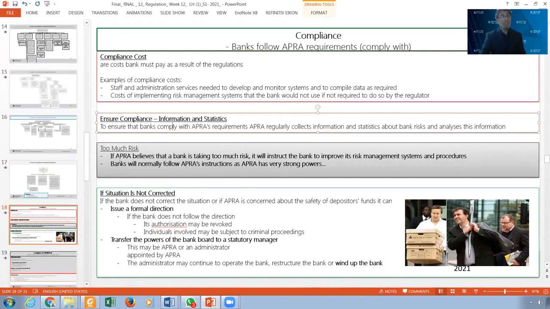If EBRA believes that the bank is taking too much risk, it will instruct the bank to improve its risk management system and procedures. Banks normally follow EBRA's instructions, or any other regulator's, but if they don't, there will be a problem. If the bank is not compliant, there will be issues, and those issues can lead to EBRA taking over the bank and winding it up.